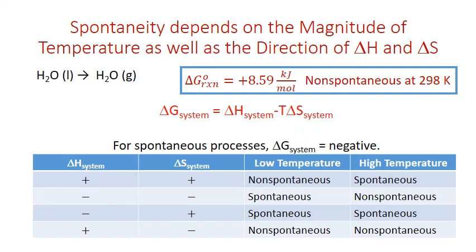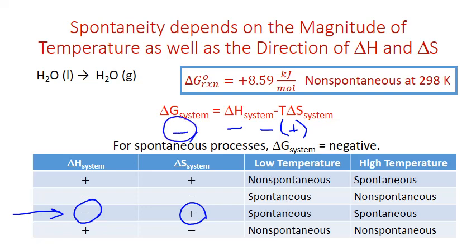For our third scenario, we're going to look at an exothermic reaction that also increases in entropy for the system. So a negative value for delta H and a positive value for delta S. So this time in terms of our equation, we're looking at a negative minus a positive value. A negative minus a positive will actually always give us a negative value overall. It doesn't matter what the temperature is on that second term, it's always going to essentially make the first term even more negative. So we end up with a spontaneous process at any temperature.